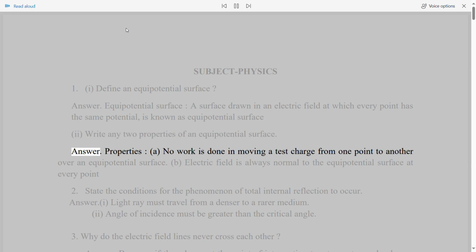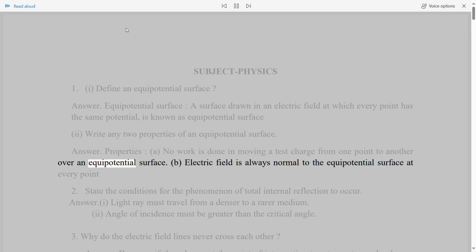2. Write any two properties of an equipotential surface. Answer. Properties: A. No work is done in moving a test charge from one point to another over an equipotential surface. B. Electric field is always normal to the equipotential surface at every point.